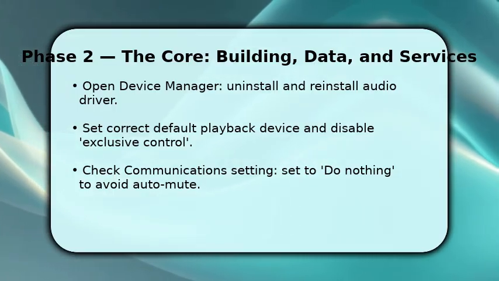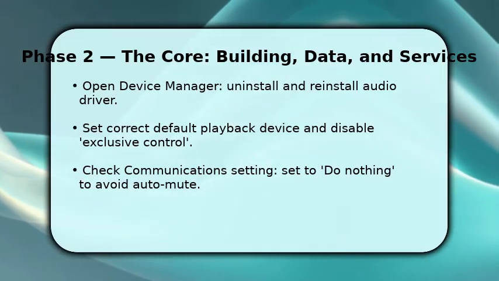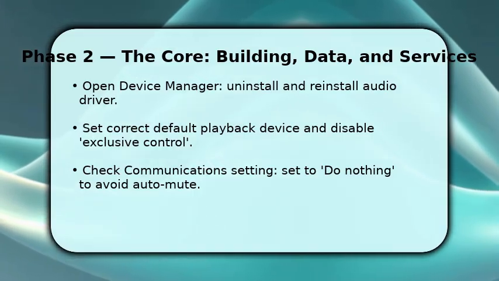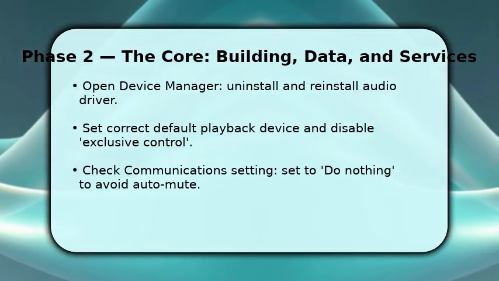After that, open Sound Settings, set your preferred playback device as default, and in Properties disable Apps Exclusive Control. Also open Sound Control Panel, Communications tab, and choose Do Nothing. That prevents Windows from muting.